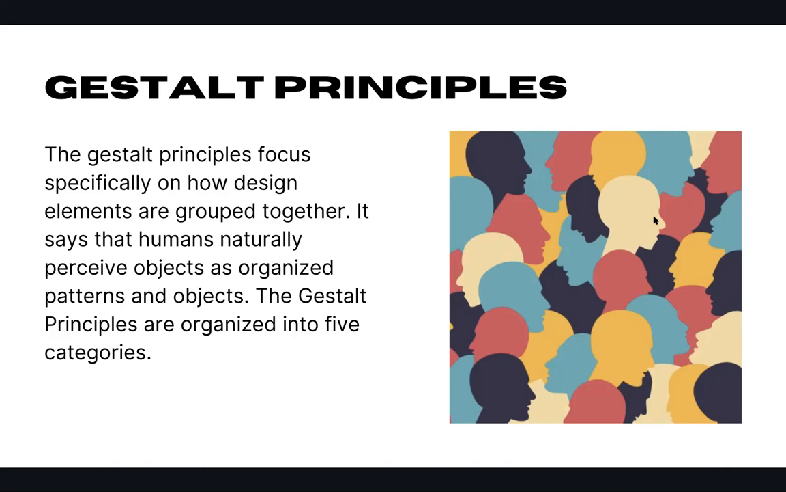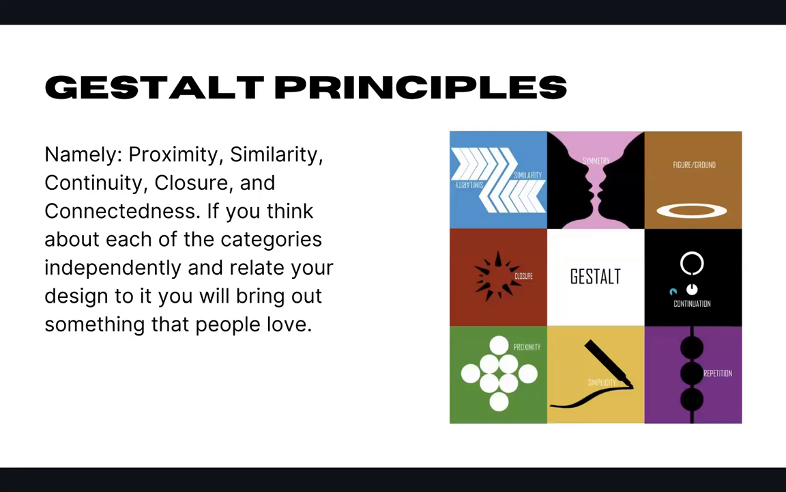So your job as a designer is to help your viewer by distilling information into a manner that is as organized as possible so that your viewer is able to receive the information with as much ease as possible. Okay? All right. So now, the Gestalt principles are categorized into 5 categories. There's proximity, there's similarity, major categories, there's continuity, closure, and connectedness. All right. And if you think about them independently and relate to your design, you bring out something that people love.